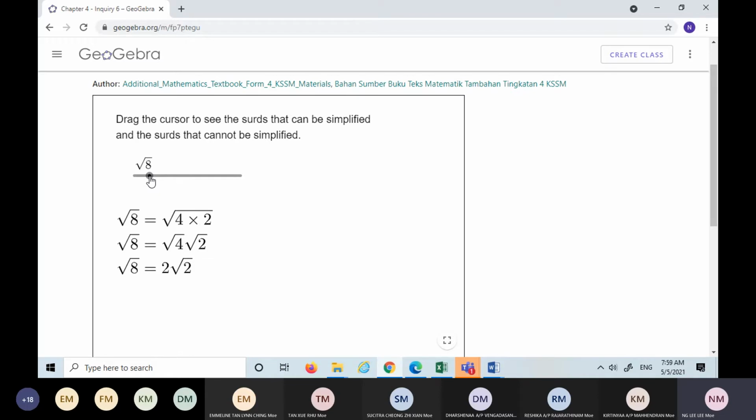So you see, always when you have this number, you got to think of all your perfect squares. Do you still remember what is a perfect square?